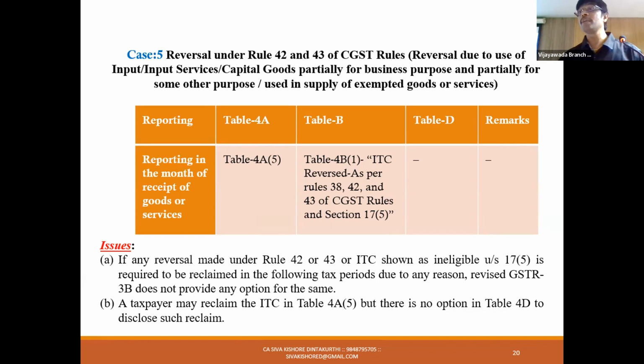Sir, every month, if you want to reverse it in 4B2, it is a violation of 11 months. Shifted to 4B2. Yes, sir. See, sir, there were 16 pages of draft 3B recommendations made by our ICA committee. Our ICA Indirect Tax Committee has already made all these recommendations. They have identified that Rule 42 doesn't have a place in 3B.